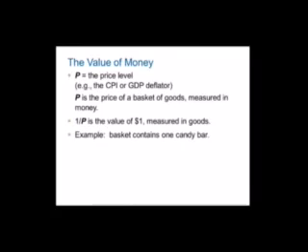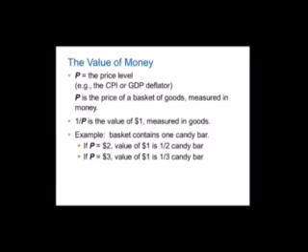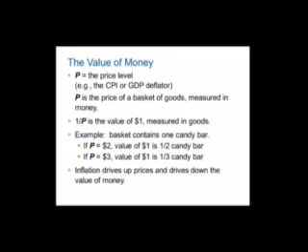So for example, if the basket contains a candy bar, then if the price of that candy bar is $2, with $1 you can buy half a candy bar. If the price rises to $3, now with $1 you can only purchase a third of a candy bar. So as the price of the basket goes up, your dollar can purchase a smaller fraction of that basket. So an increase in prices is basically inflation. So whenever inflation goes up, prices go up, and the dollar we earn is able to purchase fewer and fewer goods.